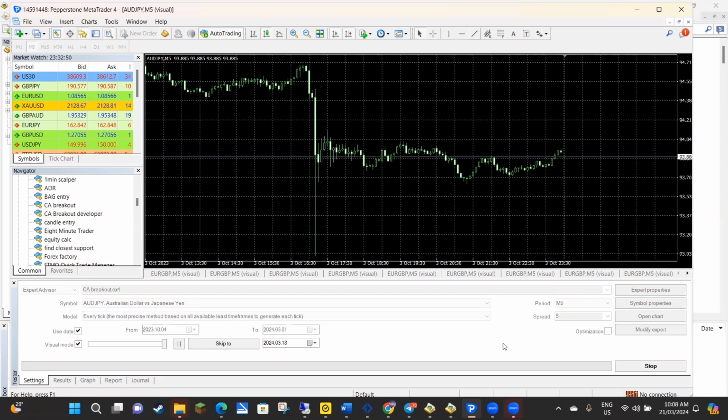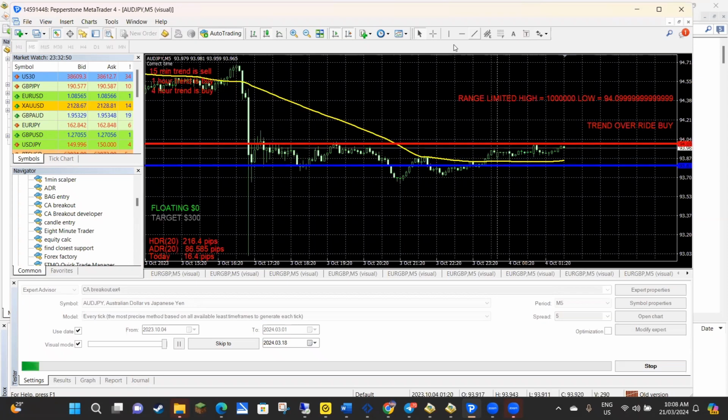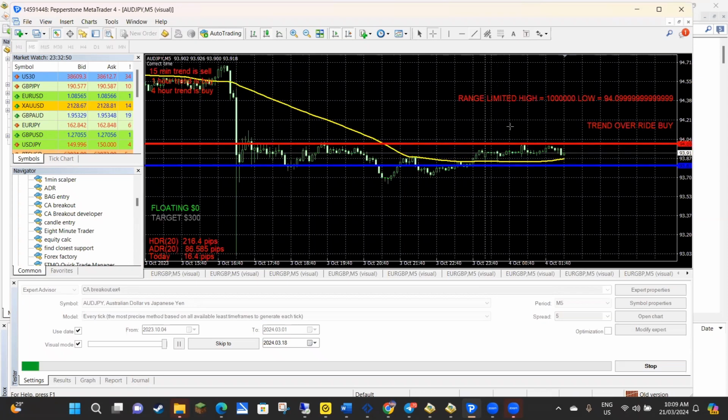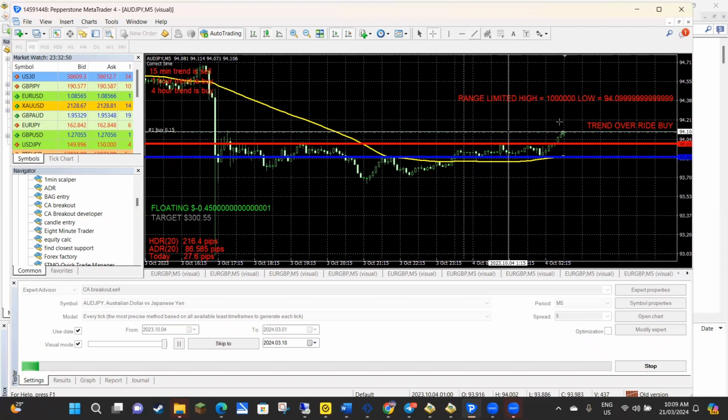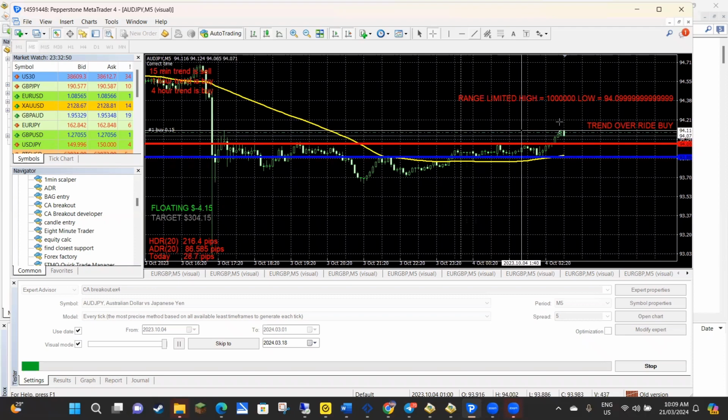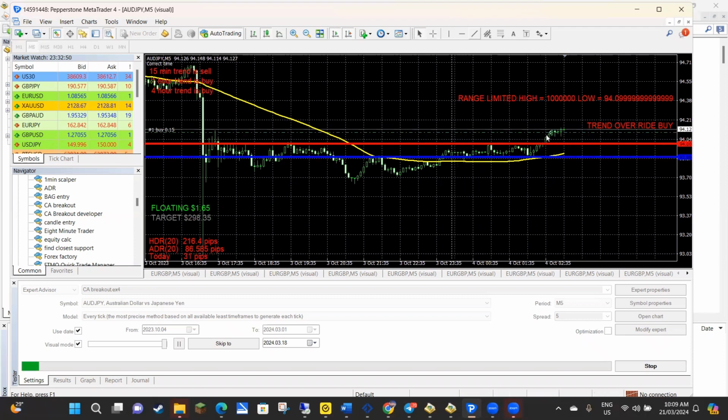It's the correct time. It hasn't taken out a trade. It won't take out a trade until the market gets up about there. There we go. Took out a trade because it's now above 94.1. So that's how that range limiter setting works.